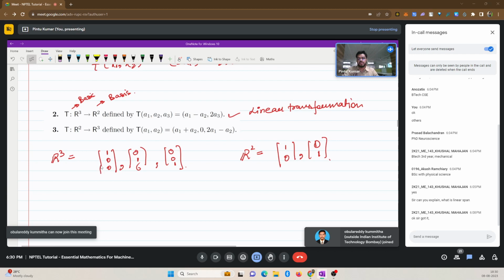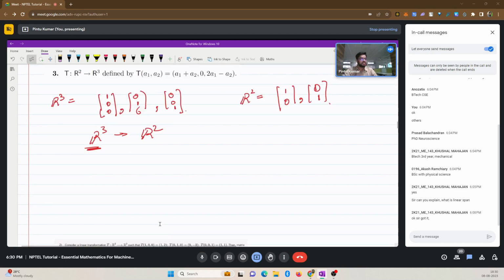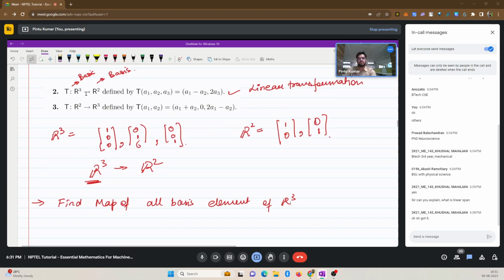Now, what you will do is, let's say your map is from R3 to R2, and you have selected a basis for R3 and R2. The next step is to find the map of all the basis elements of R3. Whatever your domain is, you will find the transformation of all those basis elements.